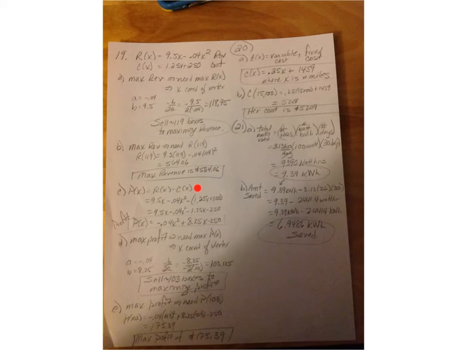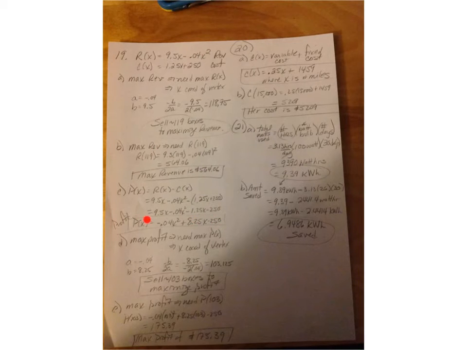We know profit is revenue minus cost, so actually take the revenue function and subtract the cost function from it. Don't forget to use parentheses around the cost. One of the most common errors is to forget to distribute that negative sign into that second term. So go ahead and distribute that in, and this gives you this profit function.